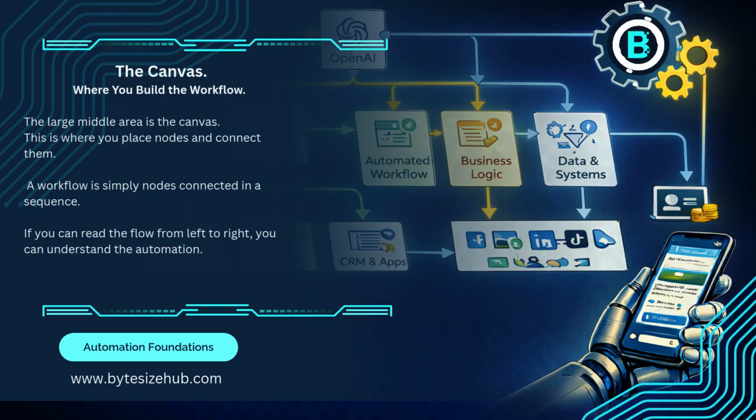The canvas, where you build the workflow. The large middle area is the canvas. This is where you place nodes and connect them. A workflow is simply nodes connected in a sequence. If you can read the flow from left to right, you can understand the automation.